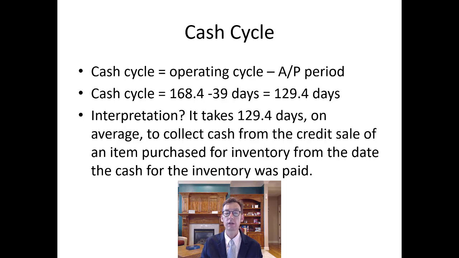Well, now that I have the AP period, I can go ahead and calculate my cash cycle, because after all, cash cycle is just the operating cycle minus the accounts payable period. So I take the 168.4 operating cycle days and subtract the 39 days of the AP period to find that our cash cycle is 129.4 days. What does that mean? It means that from the time we pay cash for our inventory, it takes us on average 129.4 days to collect that cash.